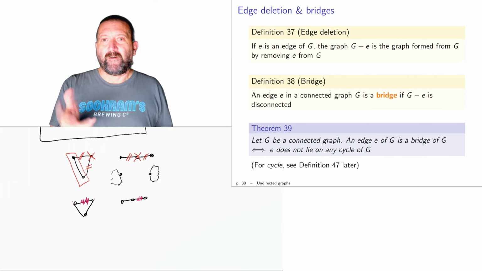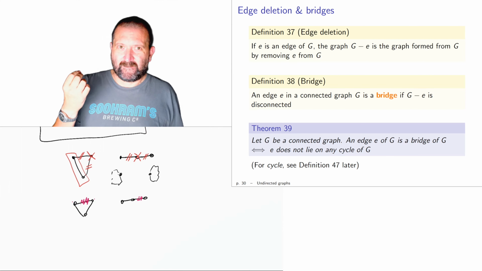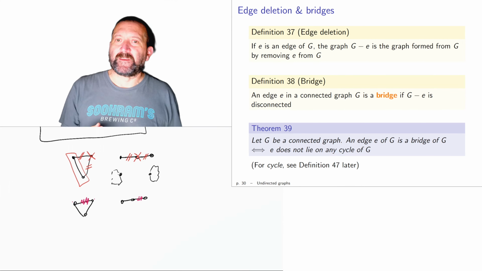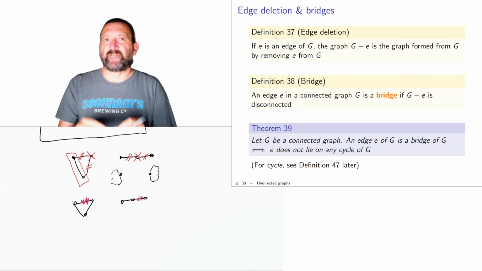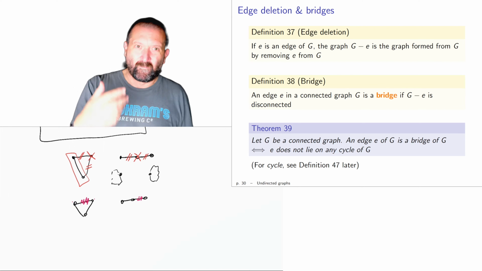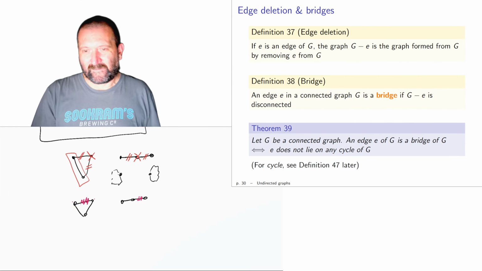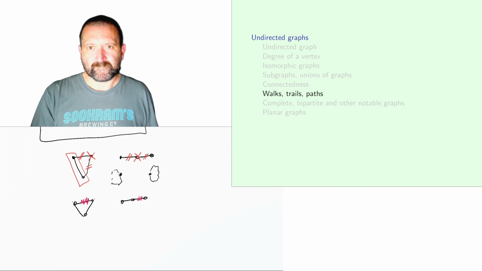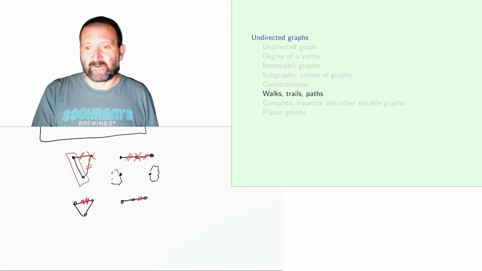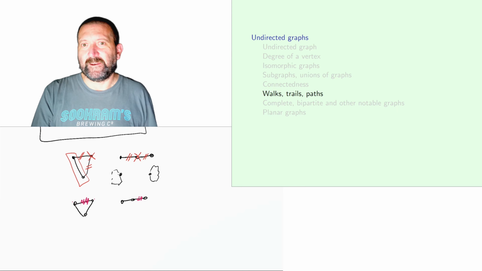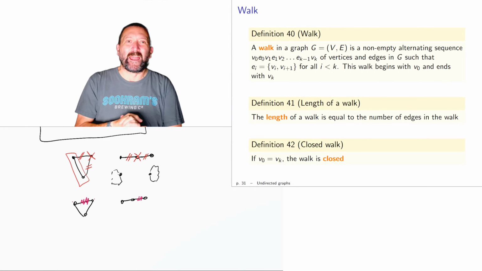There's a theorem that tells you that an edge is a bridge if and only if it doesn't lie on any cycle of G. And we'll come back to cycles later. I'll just leave that here, but when you're playing around, you can look at this result. Another very important property of graphs that we are interested in are walks, trails, paths, and the like.